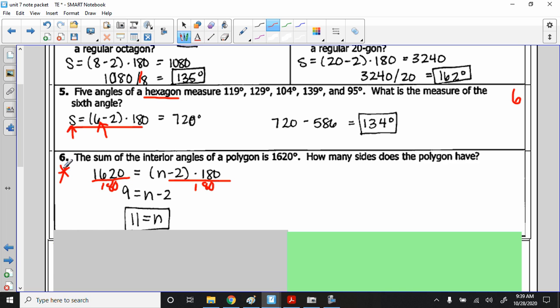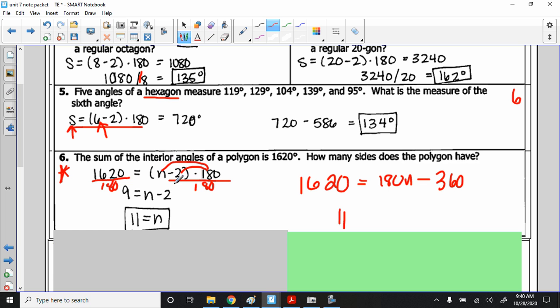Number 6, I use that formula, divide by 180. Another way you could do it is you could distribute 180 times n, 180 times negative 2, and then solve the equation. So your equation would look like this. That's another way to do it. I think it's the longer way, but it works. Add the 360, divide by 180, you're going to get 11.